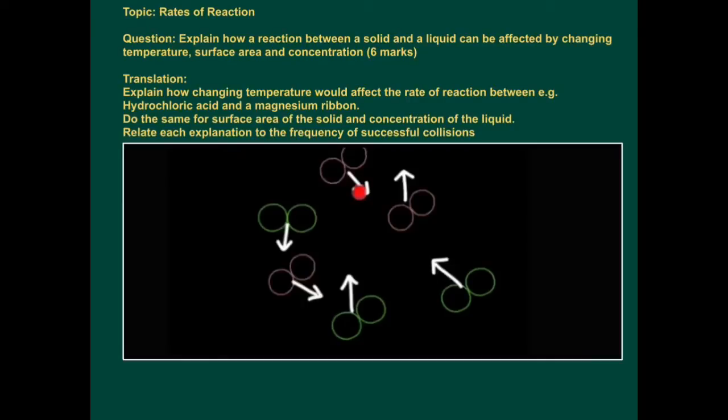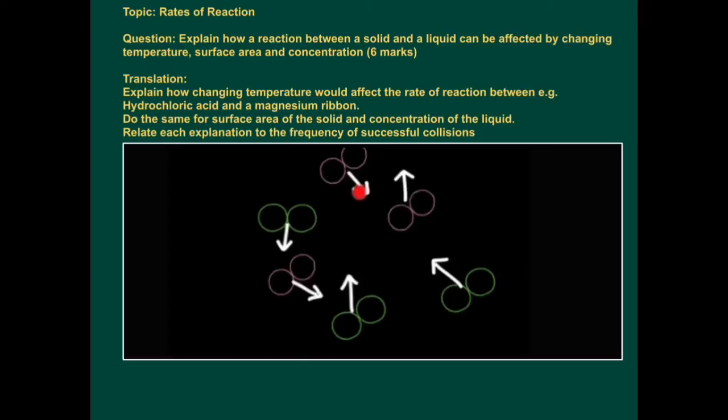In this exam application tutorial, we're looking at rates of reaction. Explain how a reaction between a solid and a liquid can be affected by changing temperature, surface area, and concentration for 6 marks. So a reaction between a solid and a liquid.